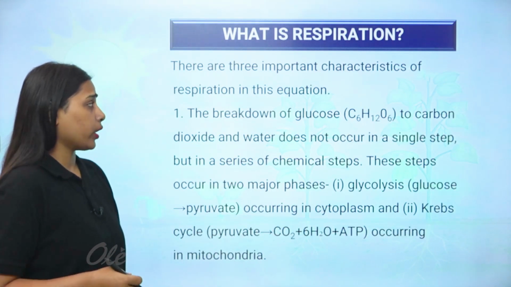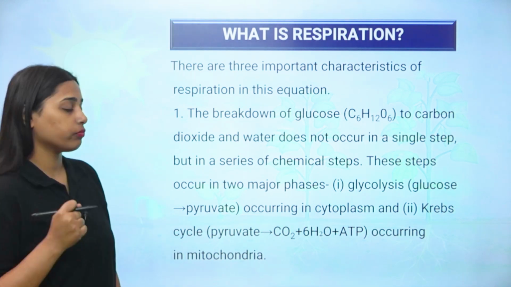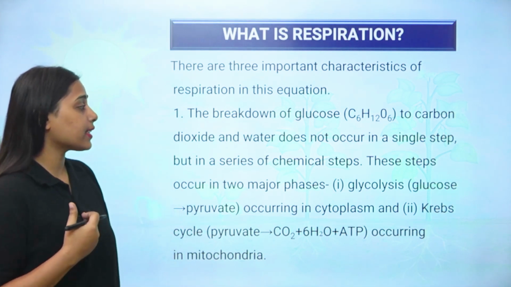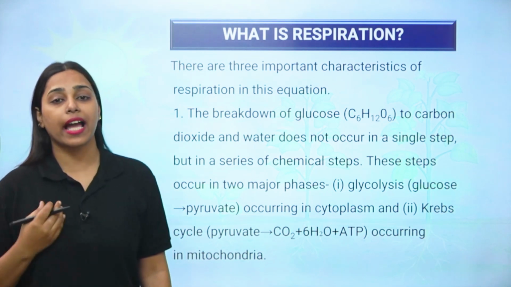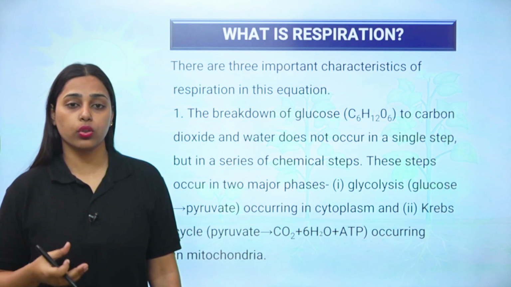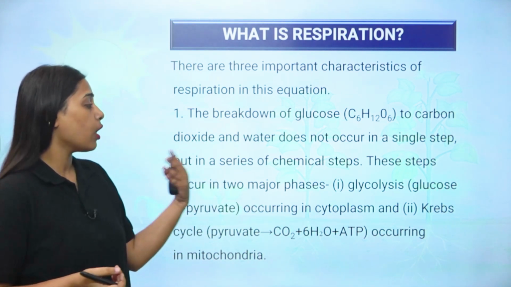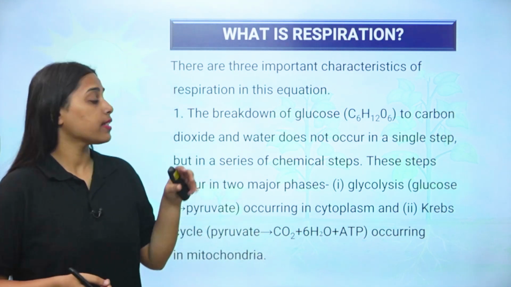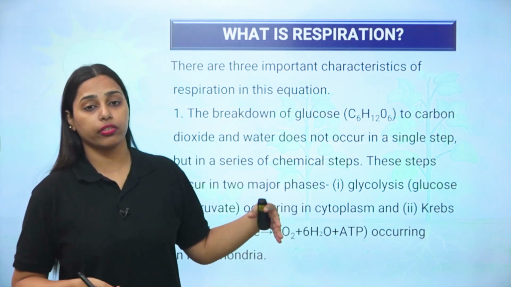There are three important characteristics of respiration in the equation which you just saw. The first is the breakdown of glucose to carbon dioxide and water, right? And it doesn't occur in a single step but in a series of chemical steps. There are several cycles involved in the digestion, or you can say breakdown, of glucose during the respiration process. The first cycle involved is glycolysis. Although at this level you do not need to know the exact structure and the steps required in a particular cycle. That is a part of your higher class.